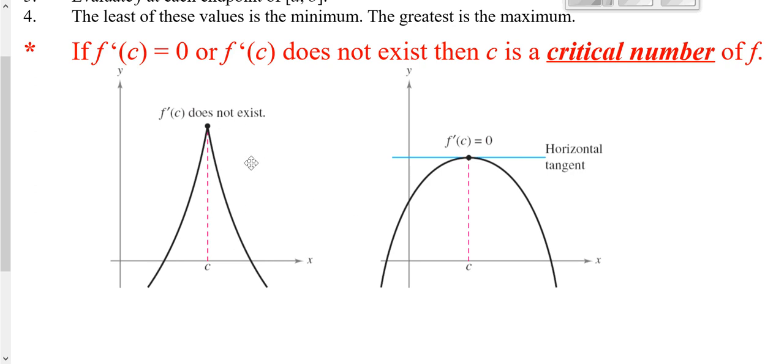So here we have a cusp. Remember, at a cusp, your derivative does not exist, and in this case, it happens to be a maximum. Or here we have our derivative being 0, which you should remember means the slope of your horizontal tangent line is 0, which is where a max or a min can occur. It doesn't always have to, but it can occur.